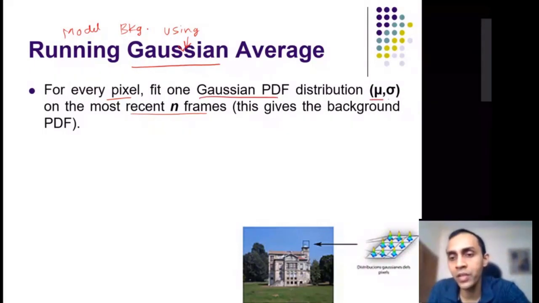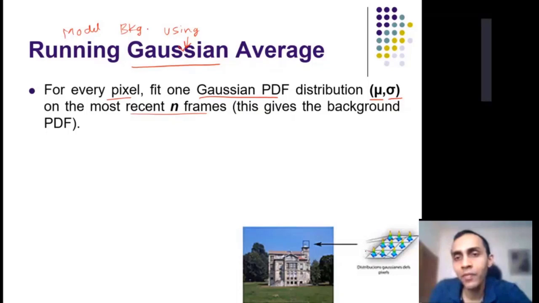So for every pixel, we'll have a different Gaussian distribution, because we treat every pixel value as a random variable, use the observed values of that variable over time, and find the mean and variance to come up with this Gaussian PDF.